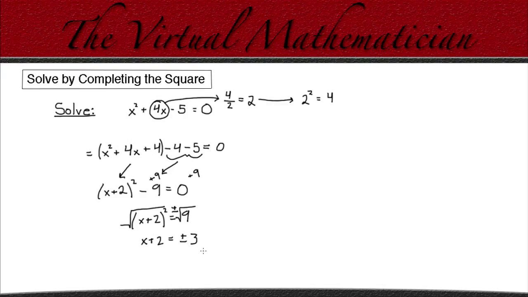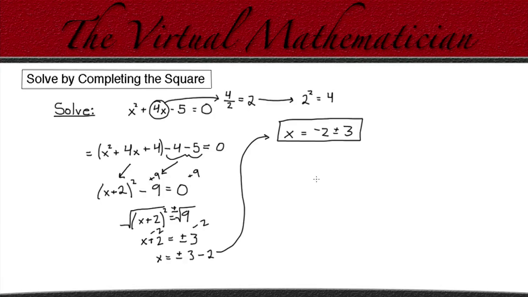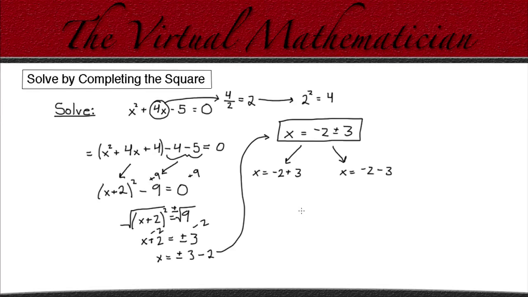Now we can subtract 2 from both sides and we've solved for x. Then we get x equals plus or minus 3 minus 2. But to make it a little easier to read, we like to write that as minus 2 plus or minus 3. And that's it. Those are the values for x that make our polynomial equal 0. So this means we have 2 values for x. The first one is minus 2 plus 3, and the second one is minus 2 minus 3. And then we can simplify these into x equals 1 and x equals negative 5, respectively.